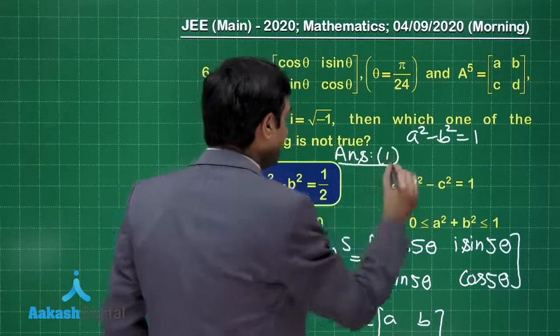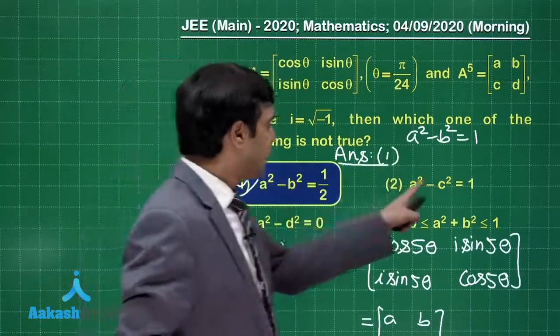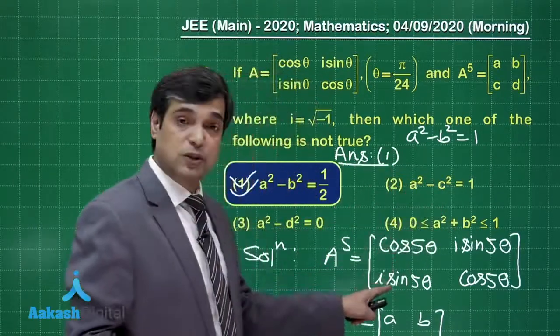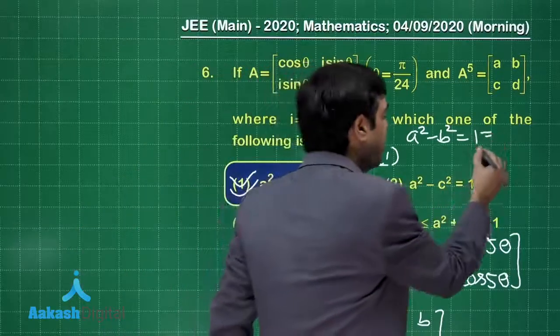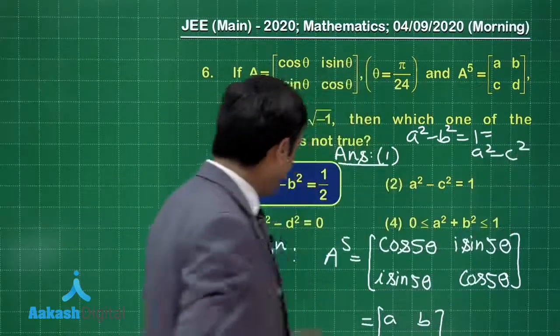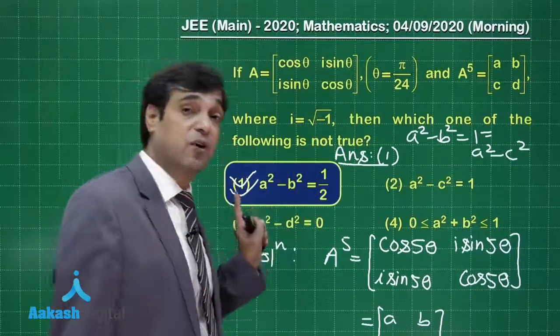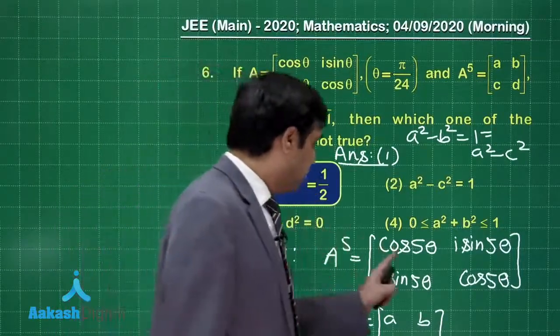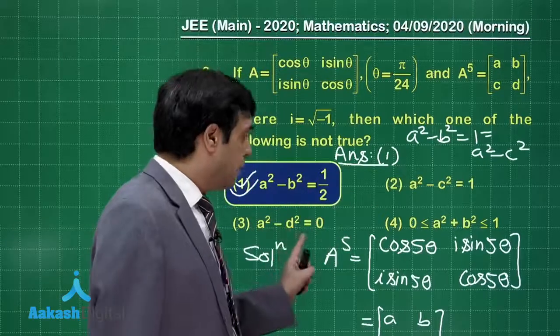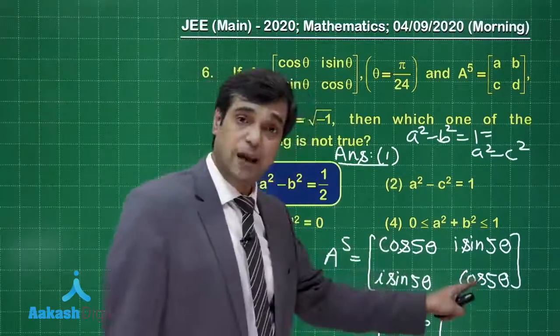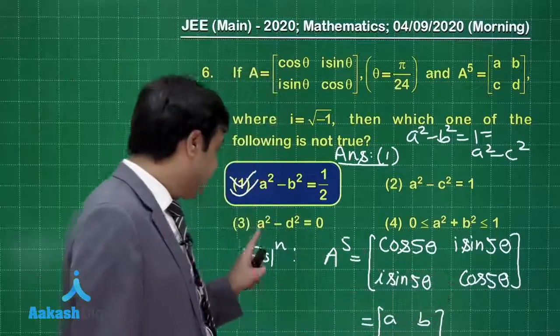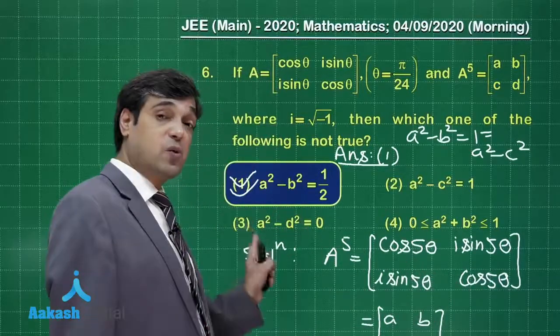If we want, we can cross verify the others. A square minus c square, this is also 1. So here we can say this is also equal to a square minus c square. So option 2 is correct. So it is not required, because the question is saying which one of the following is not true. So this is true. The next statement is a square minus d square. This is the same, meaning equal to 0. So this value is also correct. So it is not the required choice.